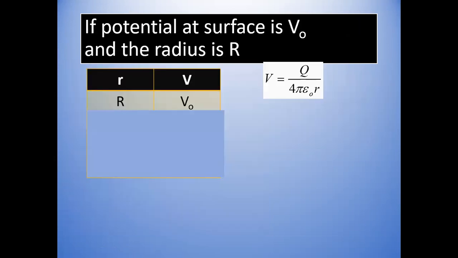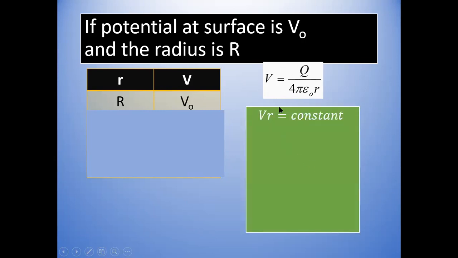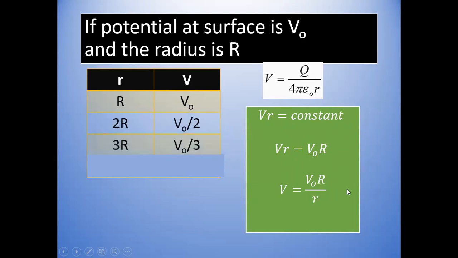So sometimes they may ask you to sketch accurately. If they give you the value at the surface is V naught, then you must remember the formula, and know that V times R is a constant. That constant can be obtained on the surface of the sphere, it's just V naught times R. Then you can calculate what happens at 2R. V is just V naught R divided by r, so 2R you just divide by 2, 3R divide by 3, 4R divide by 4.